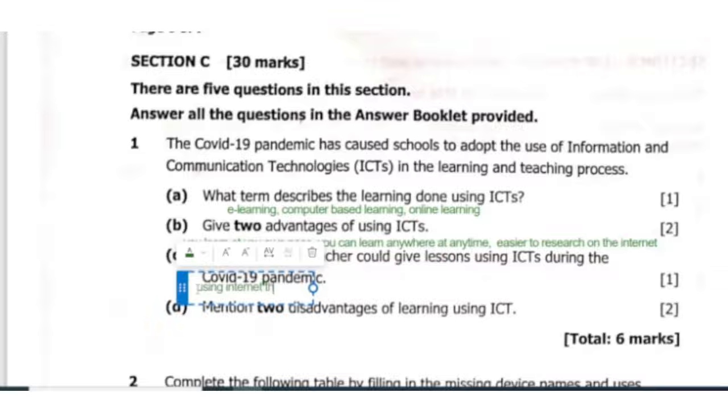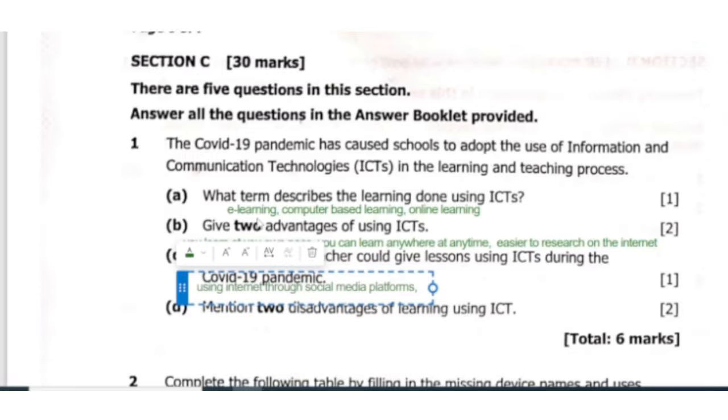Using the internet through social media platforms. You can use Facebook, YouTube, Instagram, TikTok, all those platforms, to deliver a lesson. Apart from that, you can also use Zoom for your class. You can use all these different platforms to deliver a lesson to the learners.